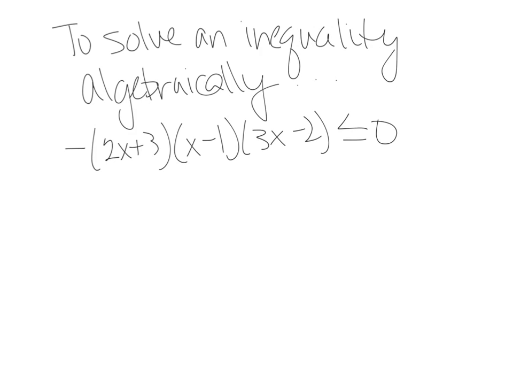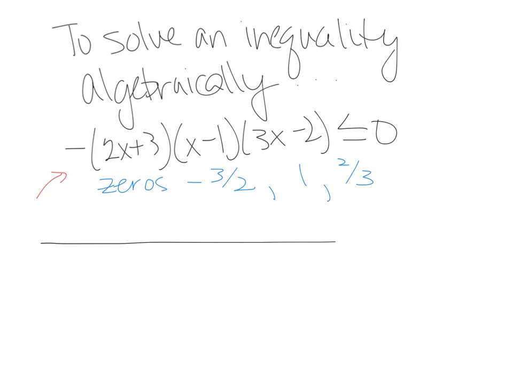Okay, to solve an inequality algebraically, we first have to factor it. So we're going to assume that this is the factored form. Perhaps we've been given a more complicated one and we've got it down to this now. Once you're down into factored form, you can say what the zeros are. So our zeros then are -3/2, +1, and 2/3.